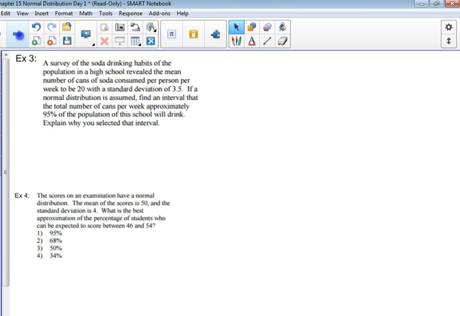So here we're talking about drinking soda habits. Make sure you guys are reading carefully. They tell us that they reveal the mean number of cans of soda consumed per person to be 20. Holy cow. A lot of soda. Per week.